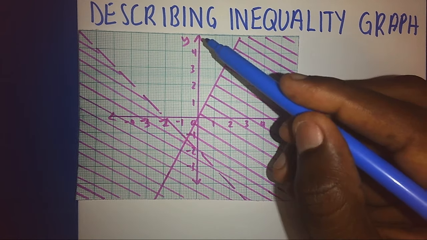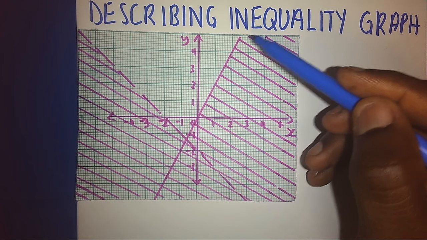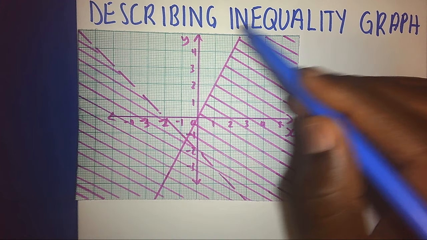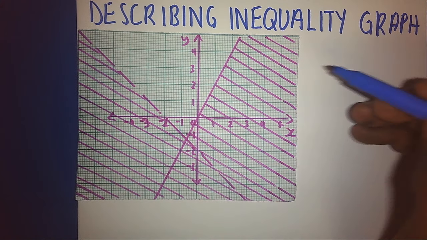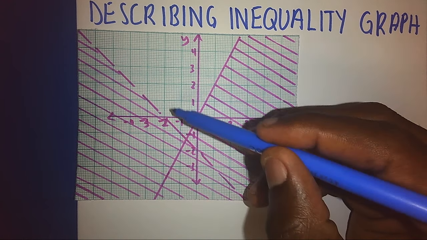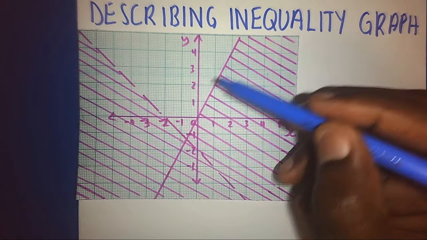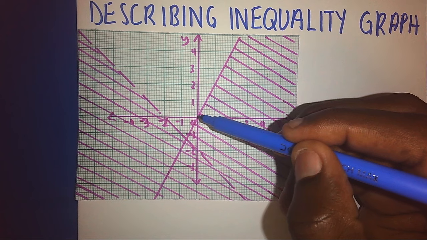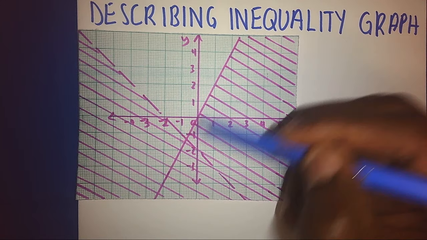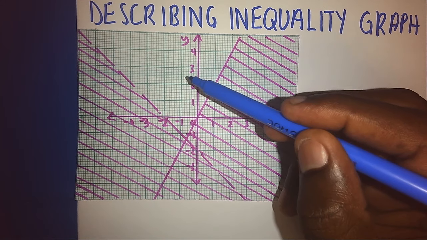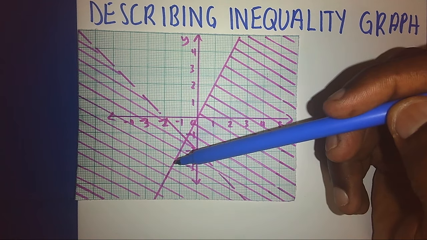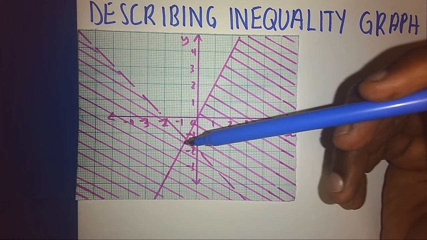We are looking at describing inequality graphs. In other words, this means you are already given inequality graphs drawn, and you are supposed to find and tell us what inequalities were used. So, for our main example, we have got two main inequalities drawn. We need to find their inequalities.